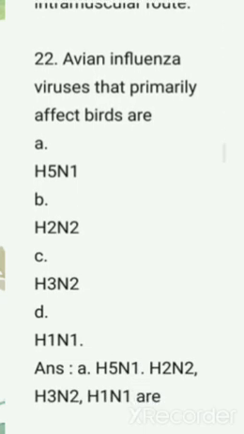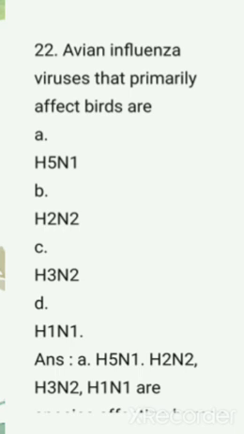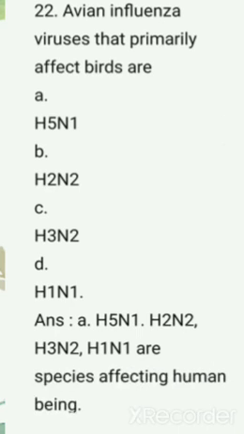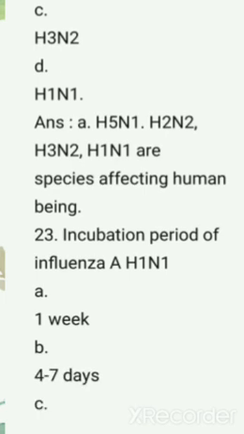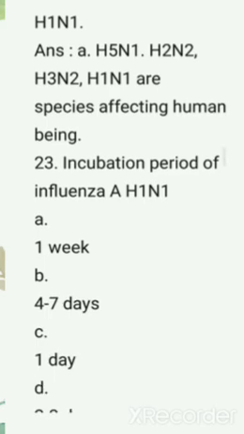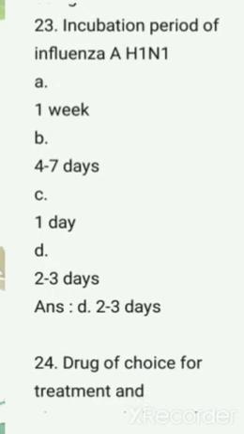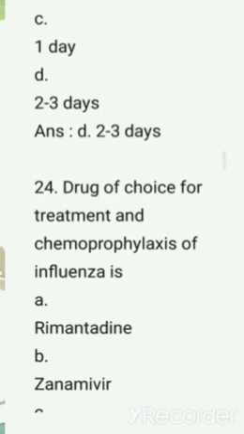Question number 22. Avian influenza viruses that primarily affect birds are, options: A. H5N1, B. H2N2, C. H3N2, D. H1N1. Correct answer option A, H5N1. H2N2, H3N2, H1N1 are species affecting human beings. Question number 23. Incubation period of influenza A H1N1, options are: 1 week, 4 to 7 weeks, 1 day, 2 to 3 days. Correct answer option D, 2 to 3 days.